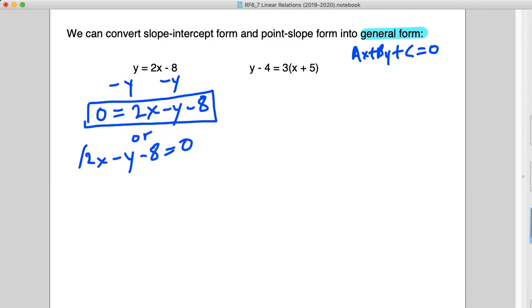So both of these are mathematically equivalent to each other. It's kind of like saying that we know that 2 plus 2 is equal to 4, or we can say that 4 is equal to 2 plus 2. Those are equivalent to each other.